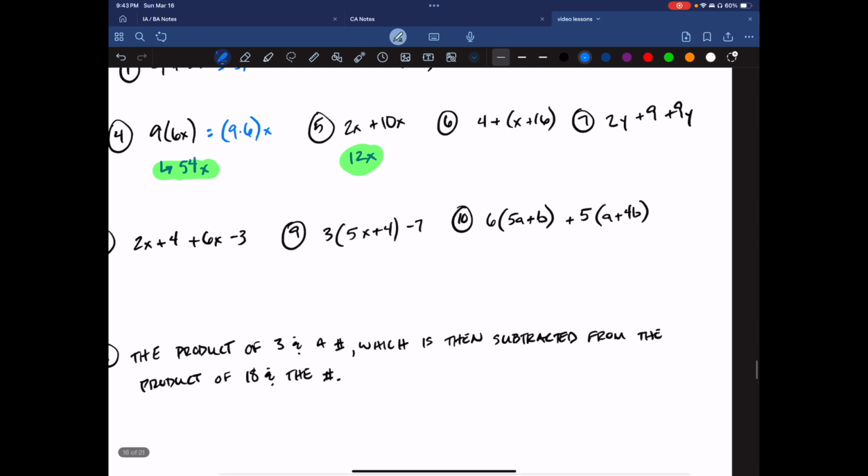Again, on 6, you have 4 and 16. So you know that's going to be 20. All right, when I'm adding next to a parentheses, that doesn't really mean anything. So essentially what I could do is drop the parentheses here. All right, so this is going to be x plus 20.